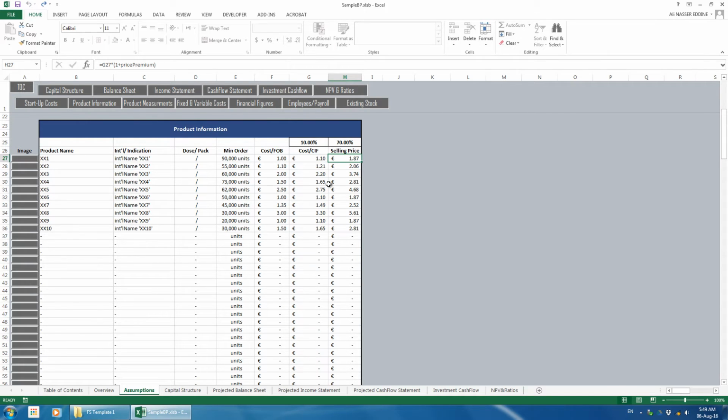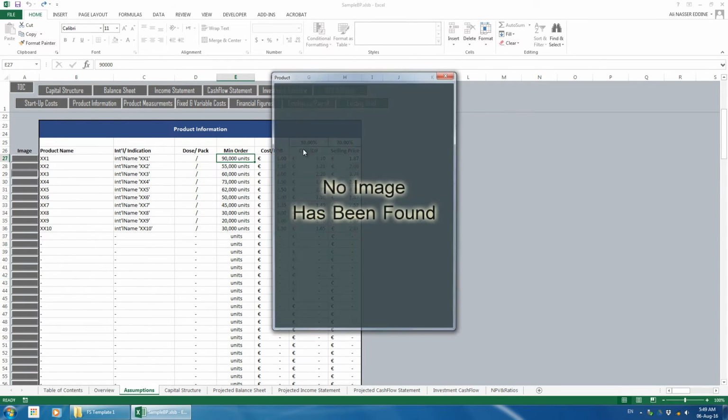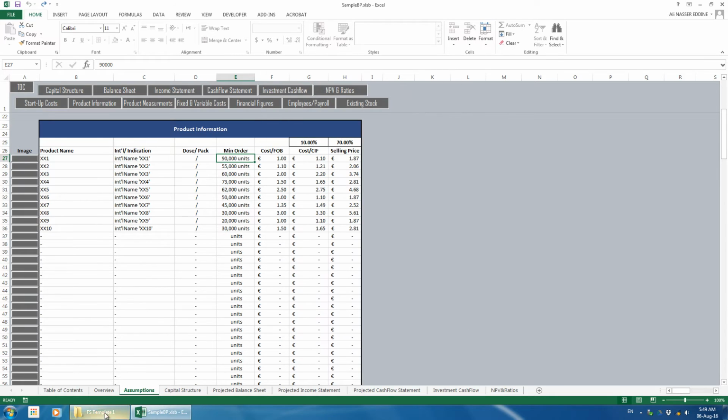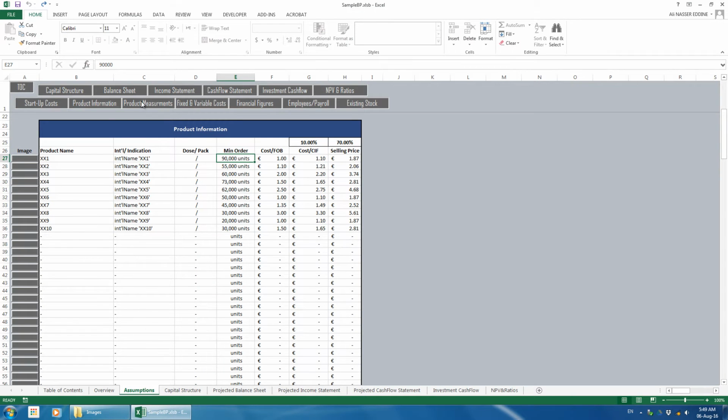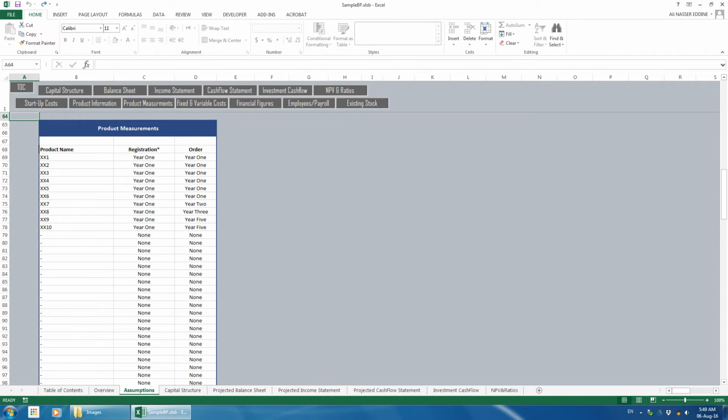The minimum order is the quantity you are purchasing of a product in the base year, which is the year you start purchasing the item. You may include an image for each product. You save the images in JPG format in a folder called Images that you locate beside this workbook. You name the image of each product according to each order from 1 to 34. Let us move to the next section.